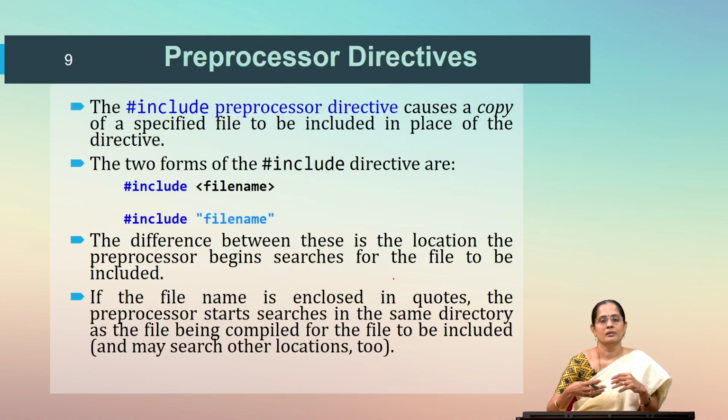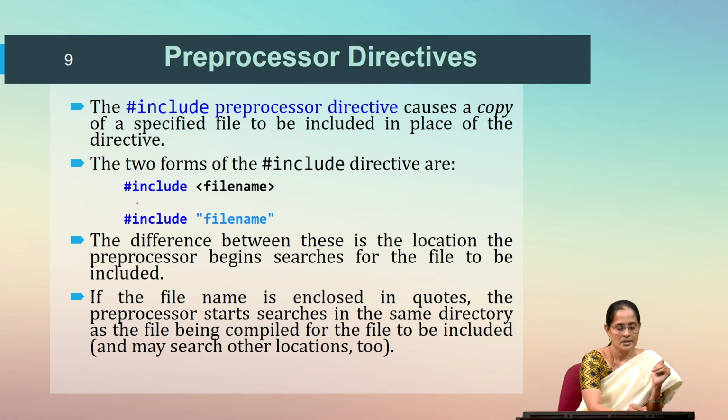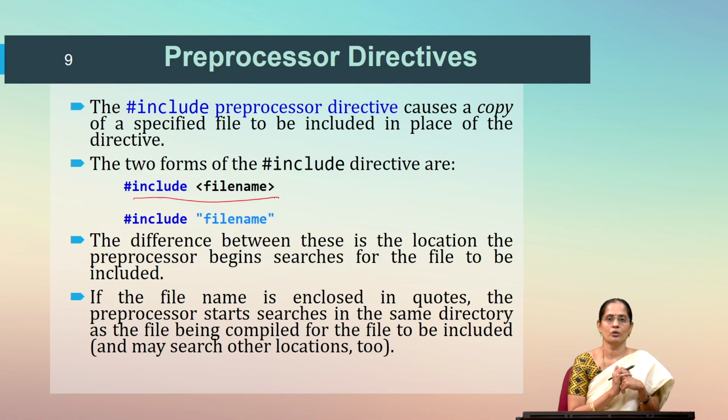This is again an interesting thing, that C allows us to have some more preprocessor directives. One of them is hash include. Hash include is a preprocessor directive by which you can supply file names. The way that hash include allows file names to be given as input is either hash include within angle brackets the file name, or hash include within double quotes the file name. So, there is a difference between these two notations.